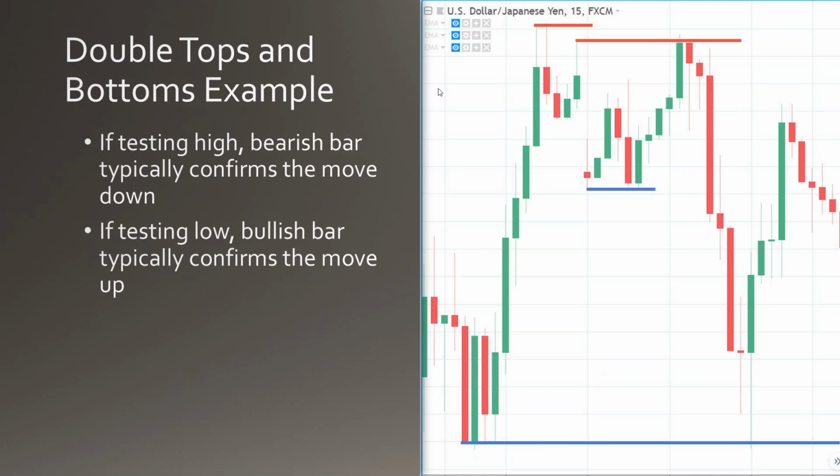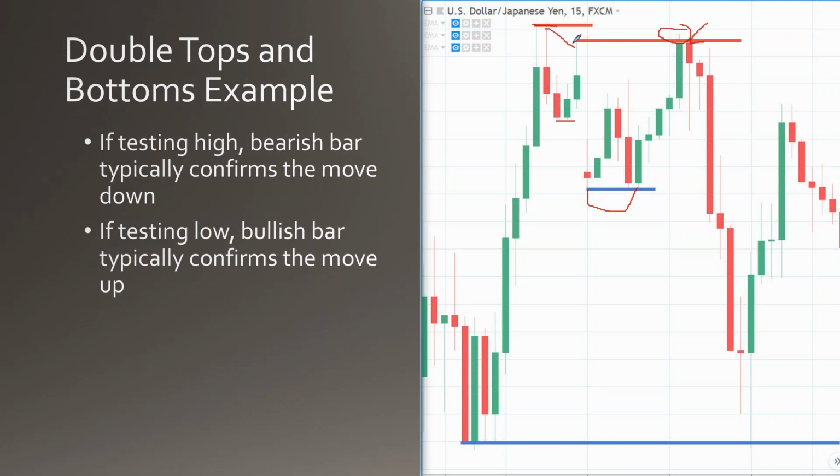In here, you see this is a two-bar double top. That's all it is. You've got two bars that formed a double top. You had a reversal bar, so it should go down. It went down, formed a double bottom, and then it went back up and formed a lower high. Price came back to test that high over here, and it failed to break through it, formed a bearish bar here, and then it went down. On the flip side, you had a double bottom right here. It came back to test this low, formed a bullish bar, and went up to test the high.